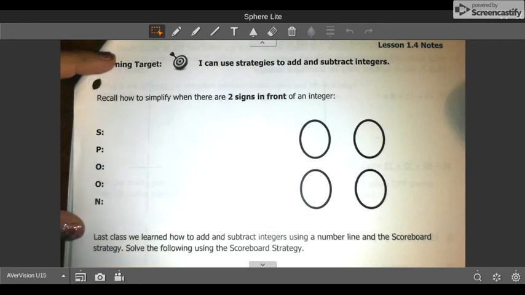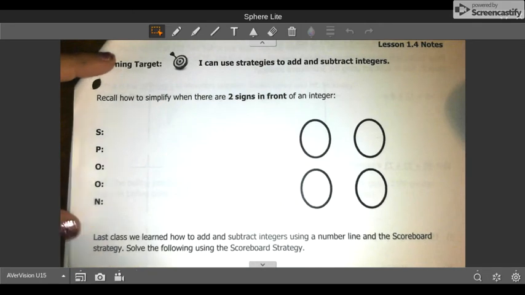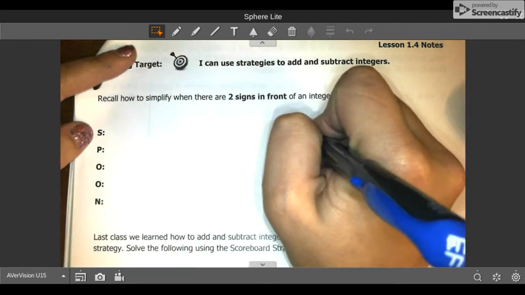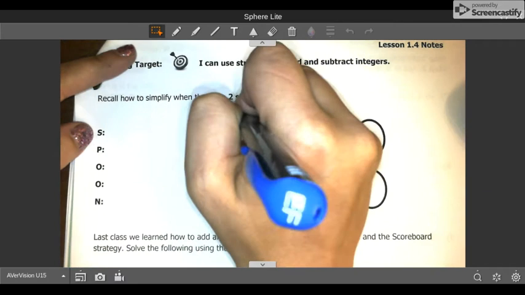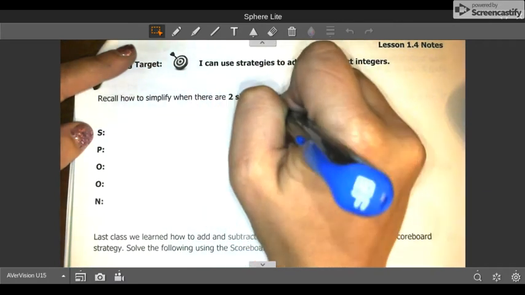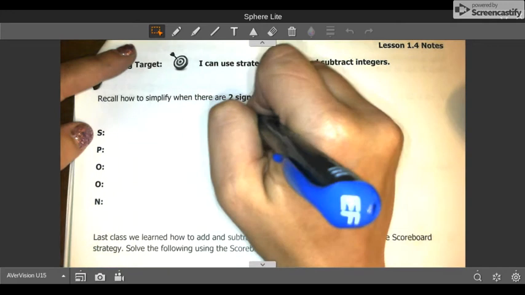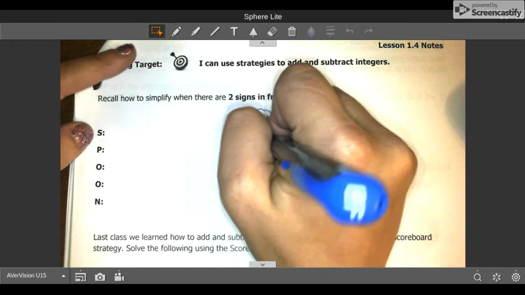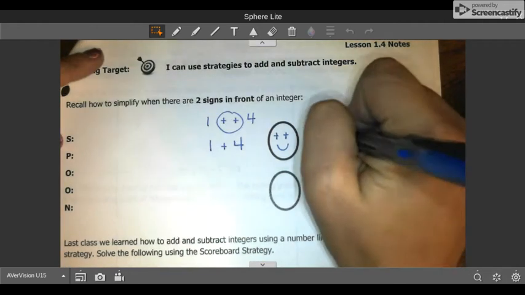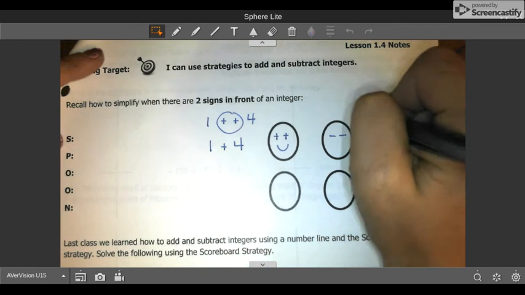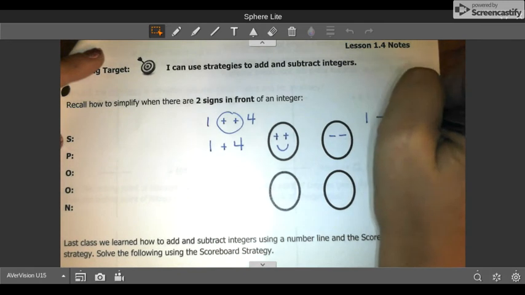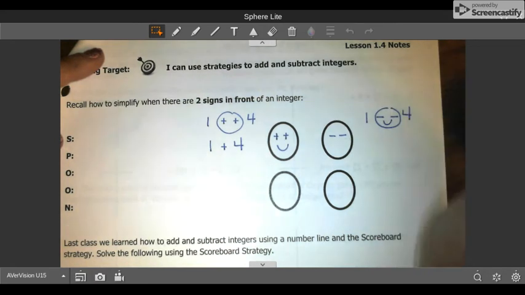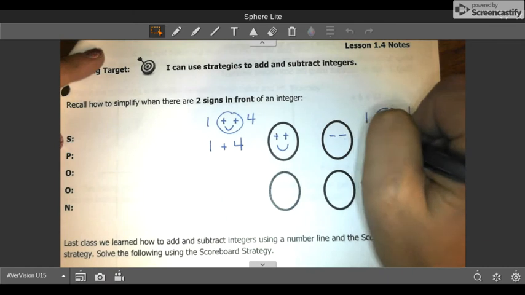First, we're going to recall how to simplify when there are two signs in front of an integer. For example, if there's two positive signs in front of an integer, like 1 plus positive 4, those two double signs are going to make a positive, and we're just going to rewrite it as 1 plus 4. If there's two negative signs in front of an integer, like 1 minus negative 4, those two double signs are also going to make a positive. So we can write this as 1 plus 4.